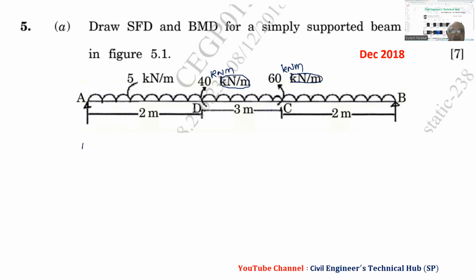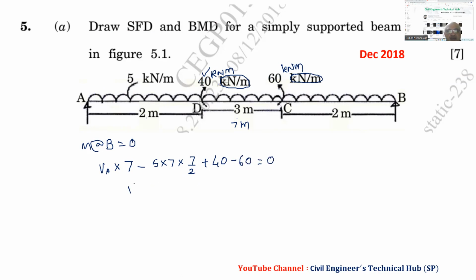So now we take moment about B equal to 0. The total distance is 2, 3, 5 to 7 meters, so total we have 7 meters. Therefore, VA into 7 minus UDL, total 7 meter, so 7 by 2. Then the moment: plus 40 because due to VA we have clockwise, and due to UDL we have anti-clockwise moment, so plus 40 clockwise, minus 60 anti-clockwise, and that is equal to 0, from which we will get the value of VA.